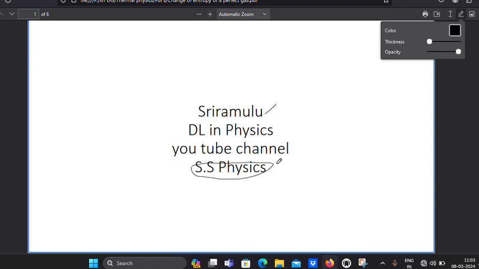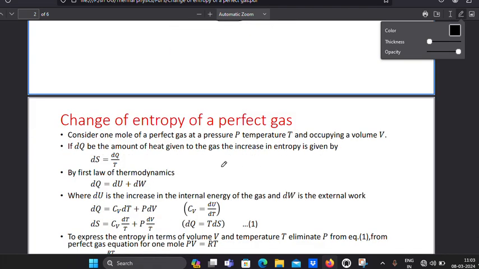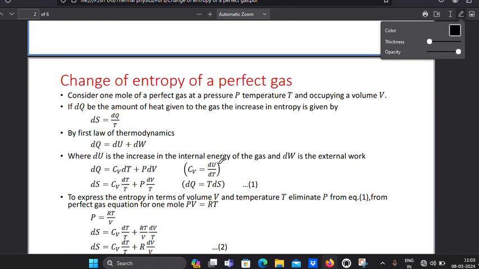Okay friends, let me enter into today's topic. Today's topic is change of entropy of a perfect gas. For a perfect gas, how does the entropy change? That is what we have to calculate here.